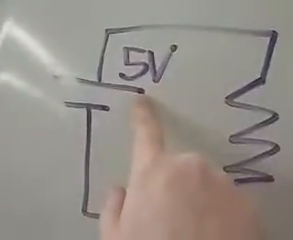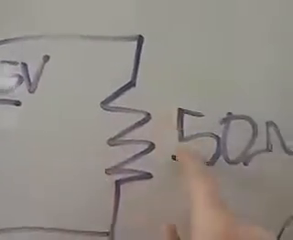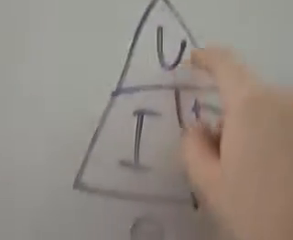Anyway, let's get going. First, we have a 5 volt source going to a resistor on this one, which is 50 ohms. To figure out the current, we must take 50 ohms as R and 5 volts as V, and that makes it V over R, or voltage divided by resistance.